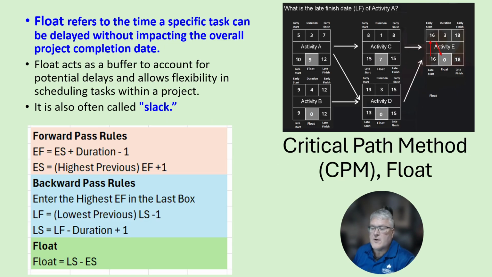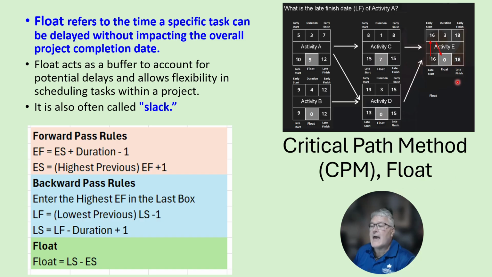Next, using the critical path plus 1 minus 1 method, we want to take a look at the term called float. Float refers to the time a specific task can be delayed without impacting the overall project completion date. Float acts as a buffer to account for potential delays and allows flexibility in scheduling tasks within a project. It's sometimes called slack, and it's actually a really simple rule. You just need to remember it. And so the rule for float or slack is the late start minus the early start.